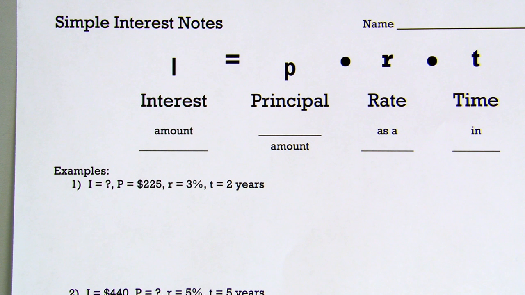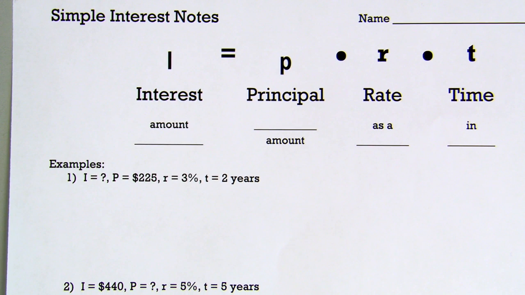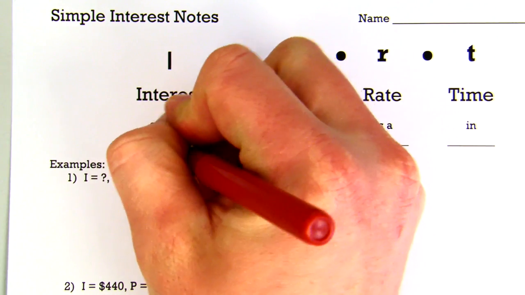Alright, today's lesson is on simple interest. To solve our simple interest problems, we're going to use a formula. It is interest, which is what our I stands for. Interest is an amount of money you make off of a certain amount of money, so we're always going to have it in dollar form.